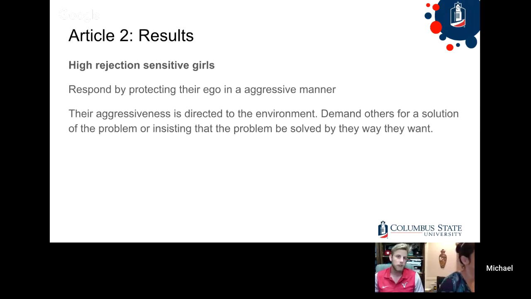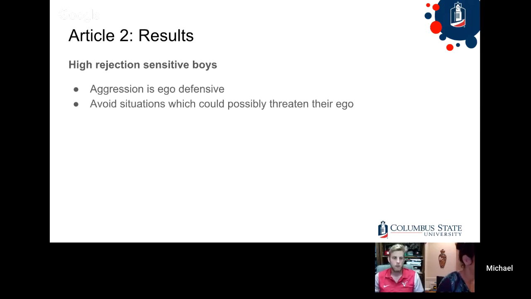High rejection sensitive girls respond by protecting their ego in an aggressive manner. Their aggressiveness is directed to the environment. They demand others for a solution of the problem or insist that the problem be solved the way they want. In high rejection sensitive boys, aggression is ego defensive, and they avoid situations which could possibly threaten their ego.